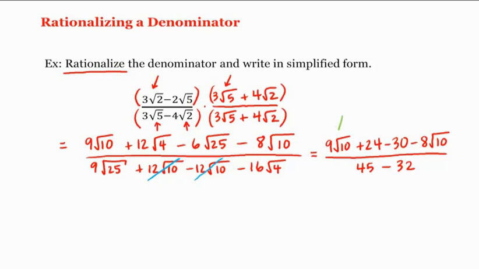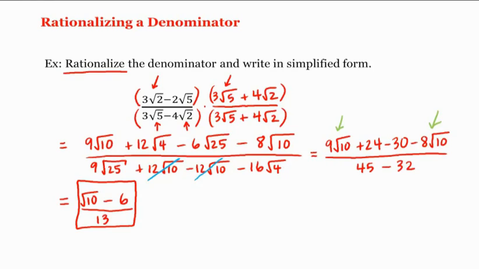This 9 square root of 10 minus 8 square root of 10 gives us positive 1 square root 10. So this is equal to square root of 10. And then 24 minus 30 is negative 6, and the denominator is 13. And we have rationalized our denominator and written our answer in simplified form. So this would be our answer.